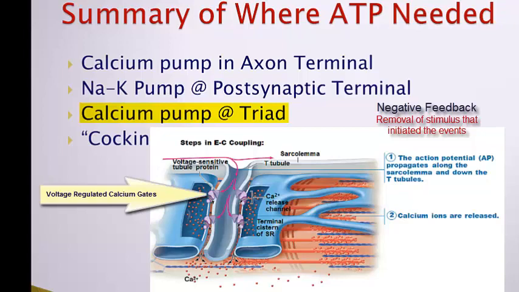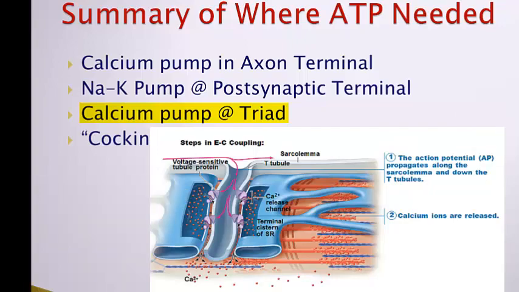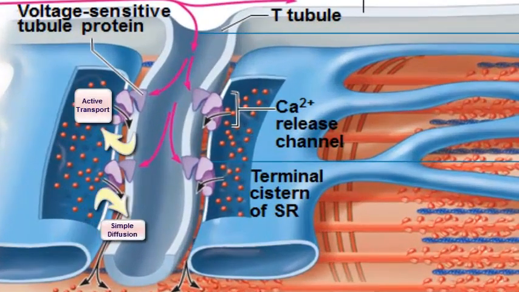Anytime I open those gates and allow calcium out at the triad from the sarcoplasmic reticulum, it's a good bet that when I close those gates, there's still going to be more calcium in the muscle cell itself than there is in the sarcoplasmic reticulum. So anytime I'm taking something from a lower concentration in the muscle cell to a higher concentration in the sarcoplasmic reticulum, I'm going to have to use ATP to pump it back in.